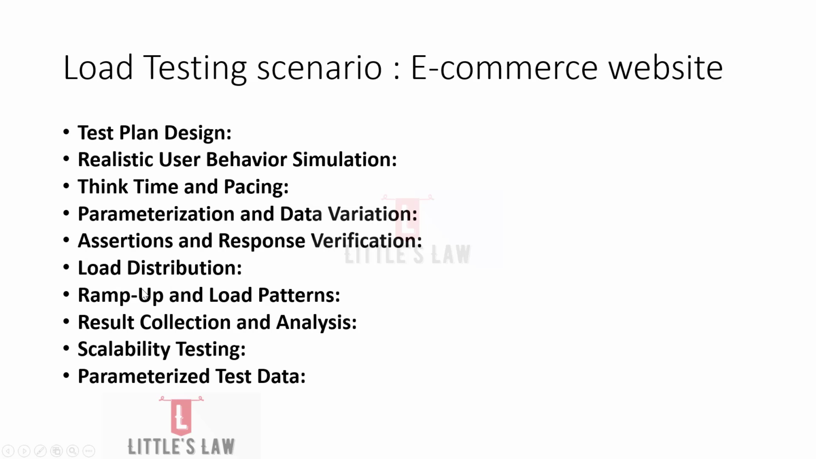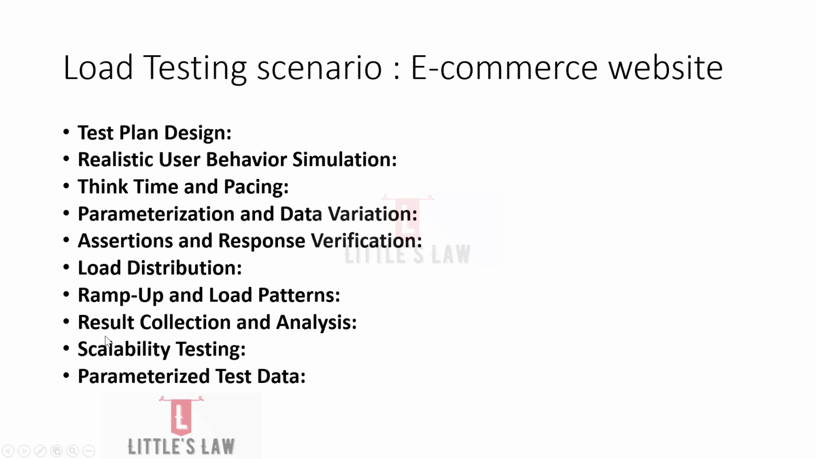Then coming back to the seventh point, which is ramp up and load pattern. So we have to set up a realistic ramp up pattern for the thread group to gradually increase user load, and during a sale event users might start visiting the site more rapidly as the event begins.